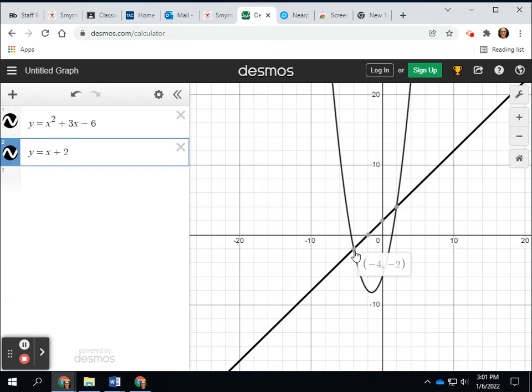So at negative 4, comma negative 2, and at 2, comma 4, these are the points of intersection that are important to us. And we want to make sure that we write our points of intersection down on our paper. Lastly, the two things that we're going to look for our linear function are our x-intercept, which is on the x-axis, that's at negative 2, 0, and our y-intercept, which is at 0, 2. So we've got 2 points of intersection and an x-intercept and a y-intercept that you're going to record on your paper.